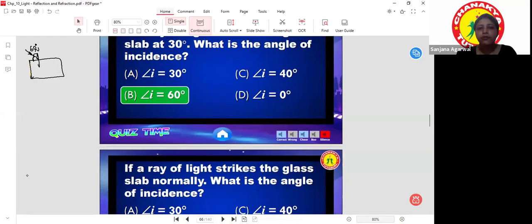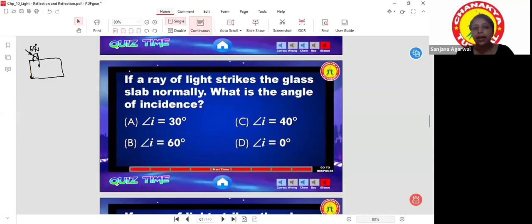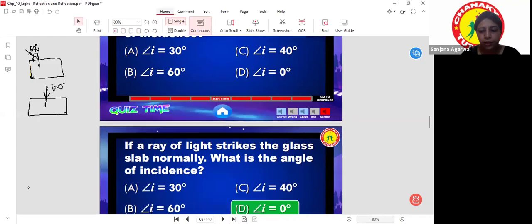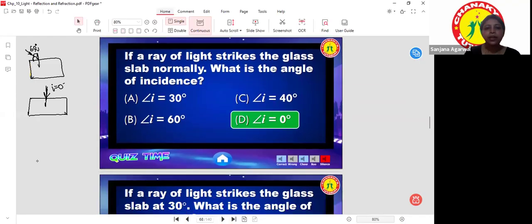Moving to next. If a ray of light strikes the glass slab normally, what is the angle of incidence? This case we just have seen. You just have to tell the angle of incidence. If a ray of light is striking parallelly along the normal only. If this is a normal and the incident light is also along the normal, very simple. The angle of incidence is 0 degrees.